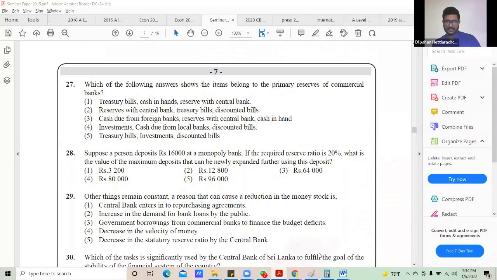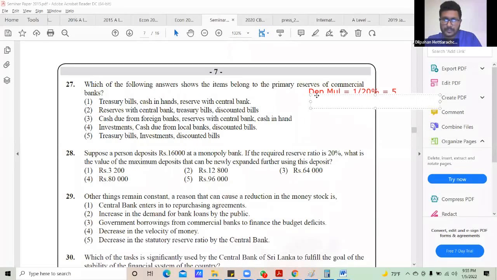Okay, some people are telling it's the third answer. Some people are telling it's the fourth answer. Okay, let me do the calculation. First of all, I will calculate the deposit multiplier. Mul means multiplier. So 1 over 20%, 1 divided by 20%. Answer is 5. So that's the first calculation.